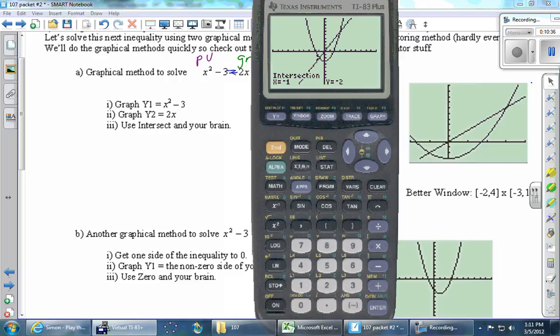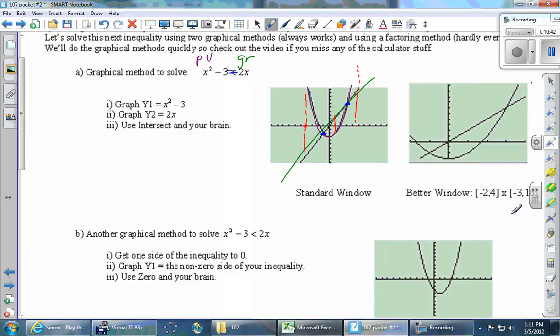So x is -1 and y is -2. That's one of the answers. Okay, so one point over here is at -1 and -2. Does anybody have the other point for us? 3 and 6. Thank you.